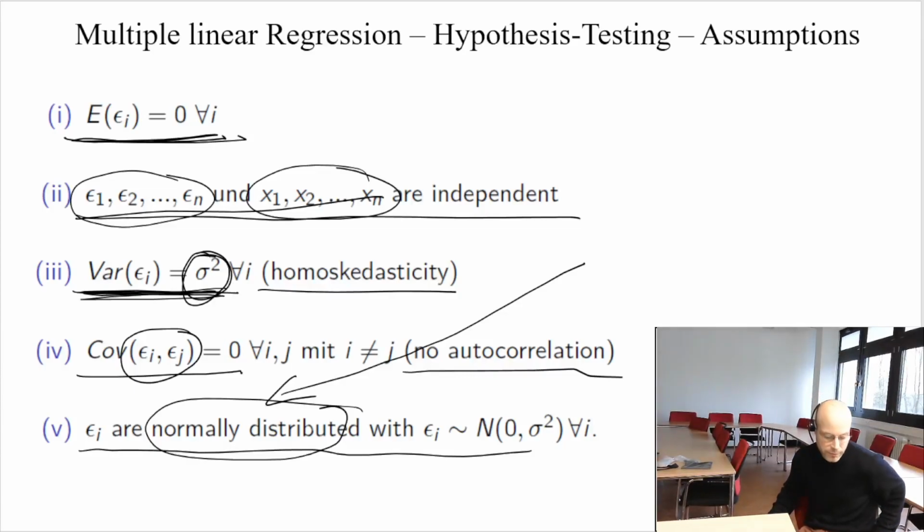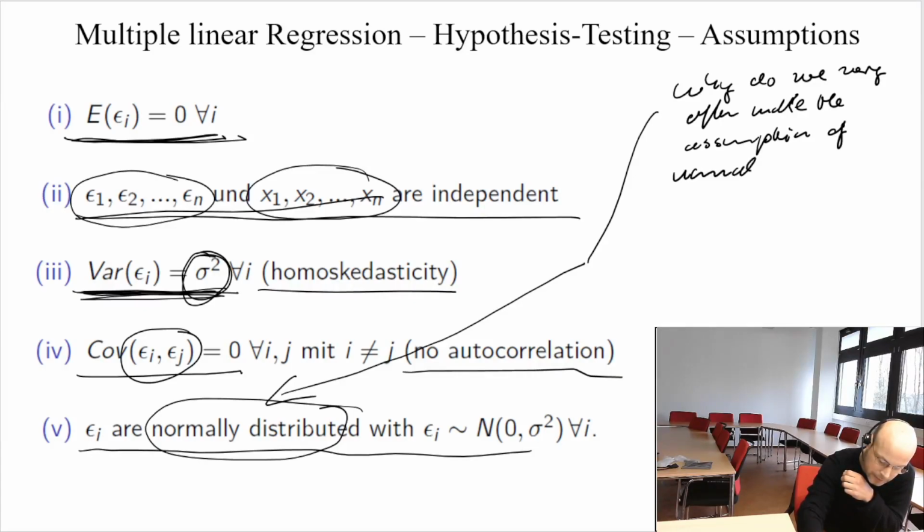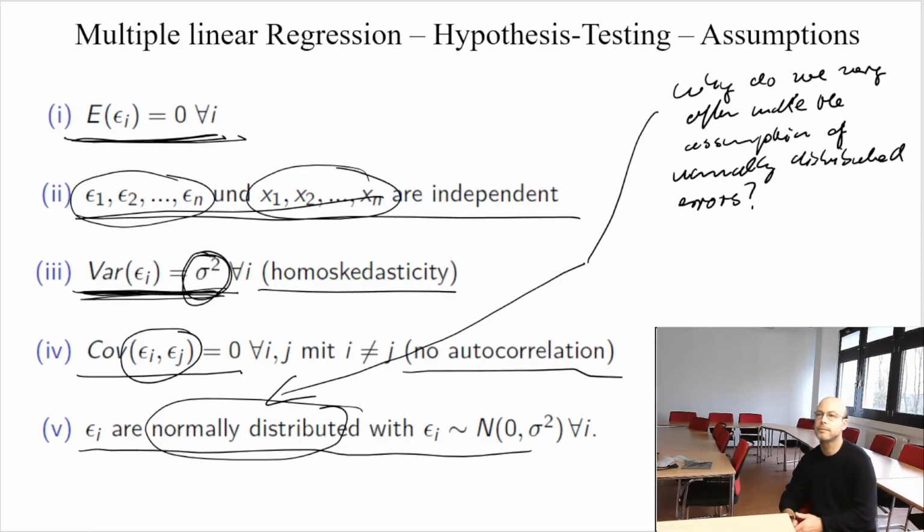Why do we quite often make this assumption of the normal distribution of errors? Why do we very often make the assumption of normally distributed errors? Do you have an idea?